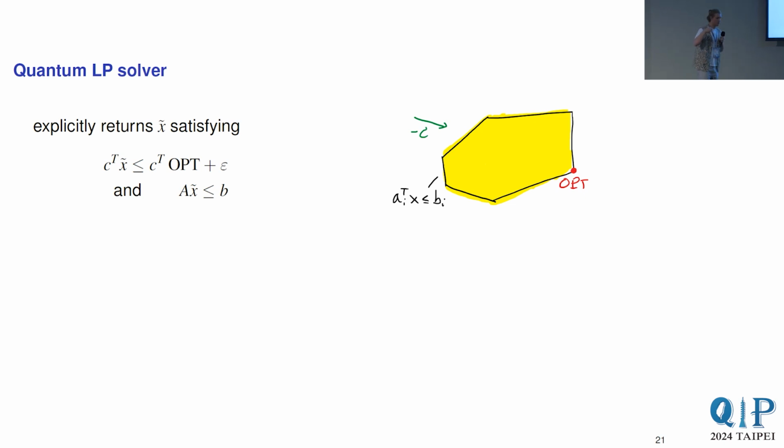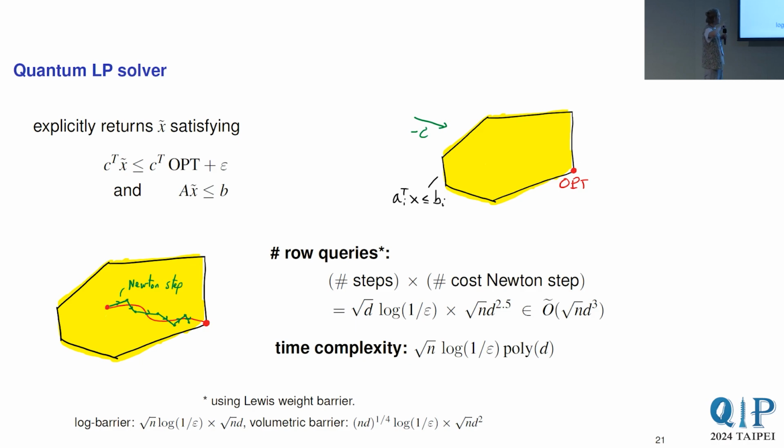What it does is explicitly return a solution x tilde that is feasible, right? It satisfies these constraints and is epsilon close to the optimal. As for complexity, if we look at the query complexity, how many constraints do we have to query? This is the main object that we care about. This is the number of steps of the interior point method times the cost of the Newton step. If we use this very complicated Lewis weight barrier, the number of steps is square root d log 1 over epsilon. That's the best that we can do in terms of number of steps.